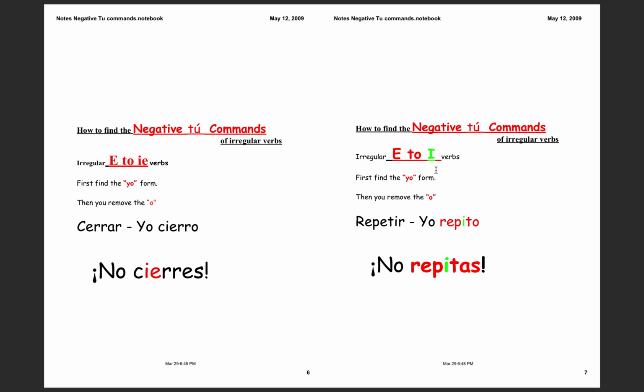All right, E to I stem changing verbs like repetir. Okay, this E is going to change to an I in the yo form. Yo repito. Doesn't matter. I'm just taking off the O. Since it's an IR verb, I add AS. No repitas. Don't repeat. No repitas las respuestas. Don't repeat the answers. Okay?